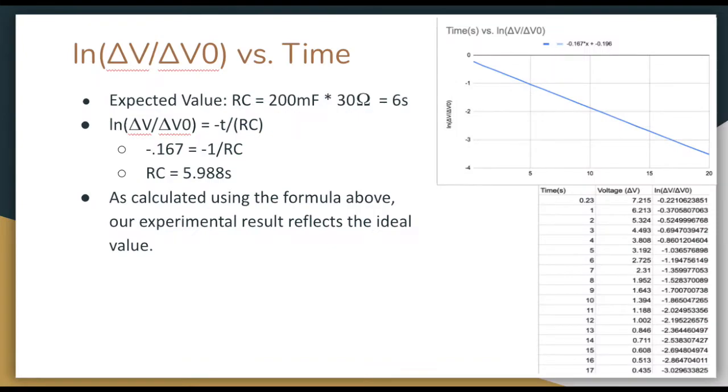To find the expected value of our RC circuit, we take the value of the capacitor times the resistance in the light bulb to find that the RC time should be about 6 seconds. And using experimental data where we take the natural log of the change in voltage over the change in initial versus time, we can find that the RC value of our experiment comes out to 5.988 seconds, which is very close to our expected value.